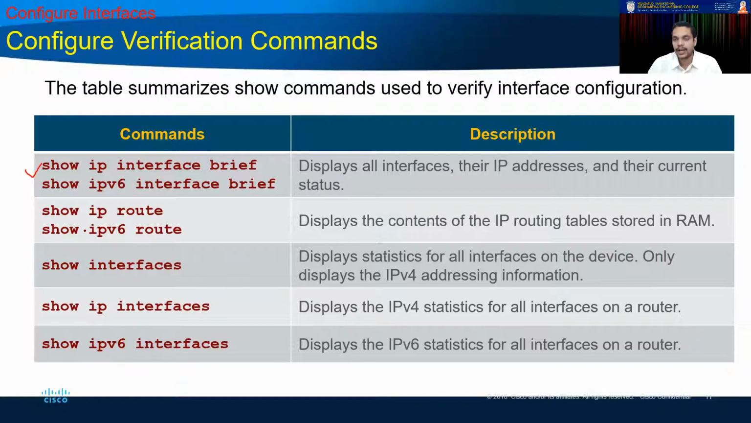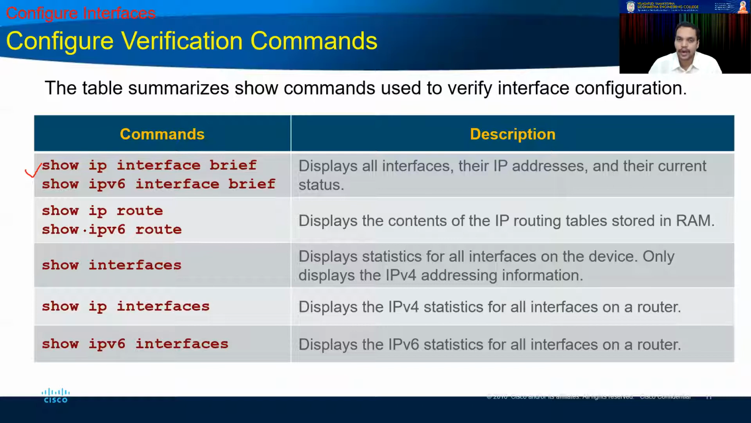Yeah, in the last module, I actually gave you a description about the network layer routing table, C, L, O, D, all those things. Those will be shown over here. And show interfaces will display the statistics for all the interfaces on the device. This actually shows the IPv4 addressing information, whereas show ip interface will display the IPv4 statistics for all interfaces on a router.